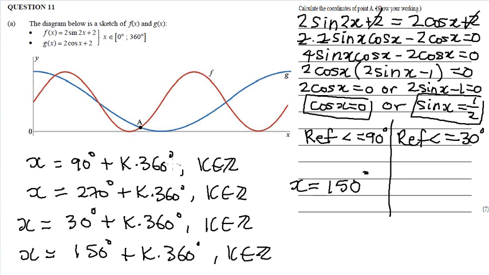And to get the corresponding y value, you can simply sub in either into the sine equation or the cos equation. And if we do that, we're going to get the corresponding y value at A. So if I sub it in the second equation, it's going to be 2 cos 150 plus 2. That gives me 2 minus the root of 3. So the coordinates of A will be 150 and 2 minus the root of 3.